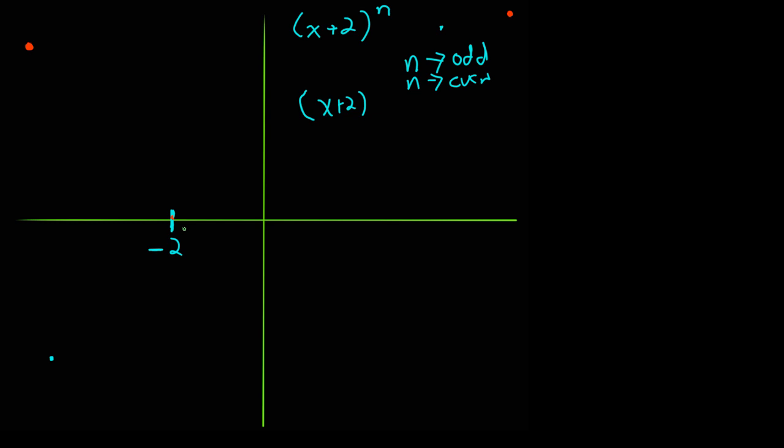So let's look at two functions that have the exact same root, but they have different powers of those roots. And we call that power multiplicity.